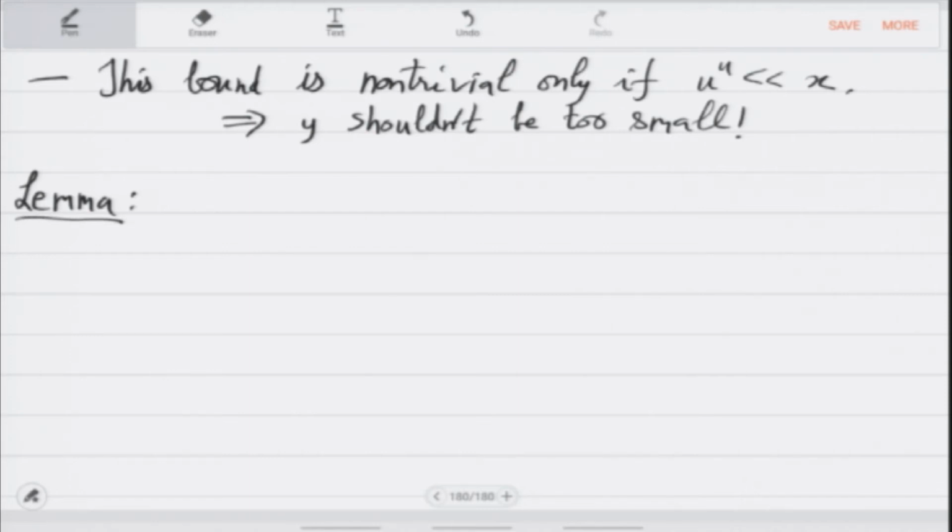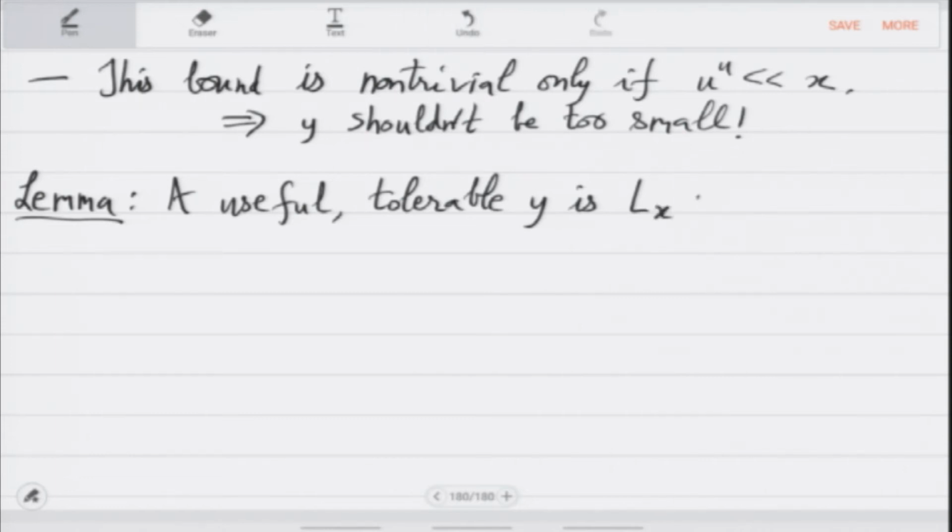So let us clearly write down u as a function of x and y, which will work, and then you will see the L function. So a useful tolerable y is L_x(alpha, c) for constants alpha, c.